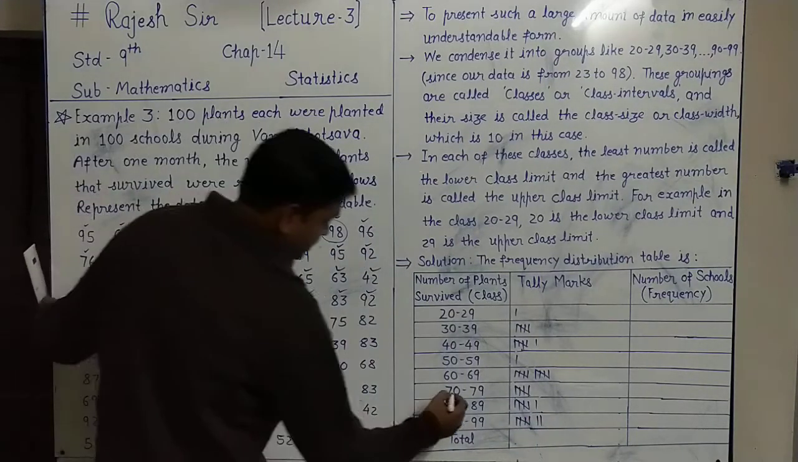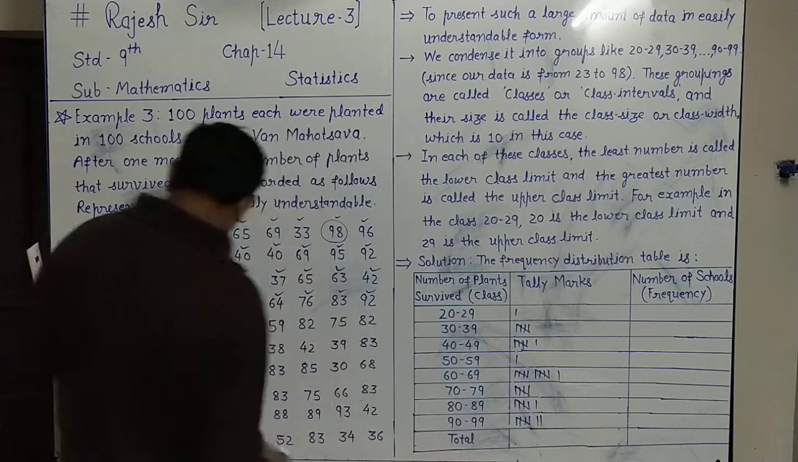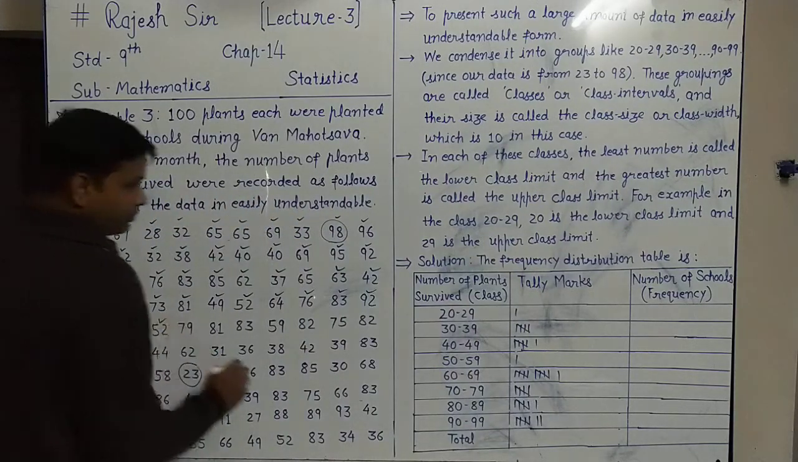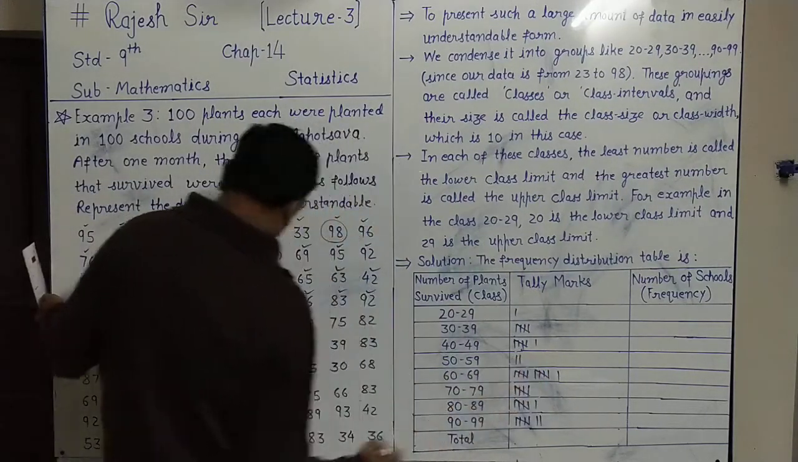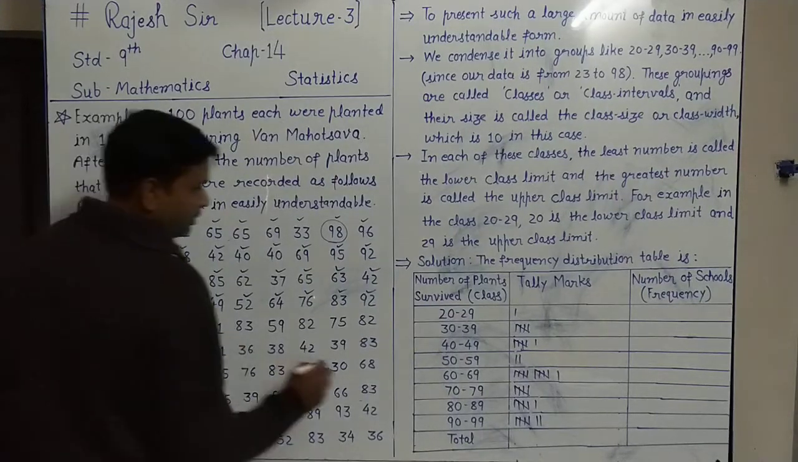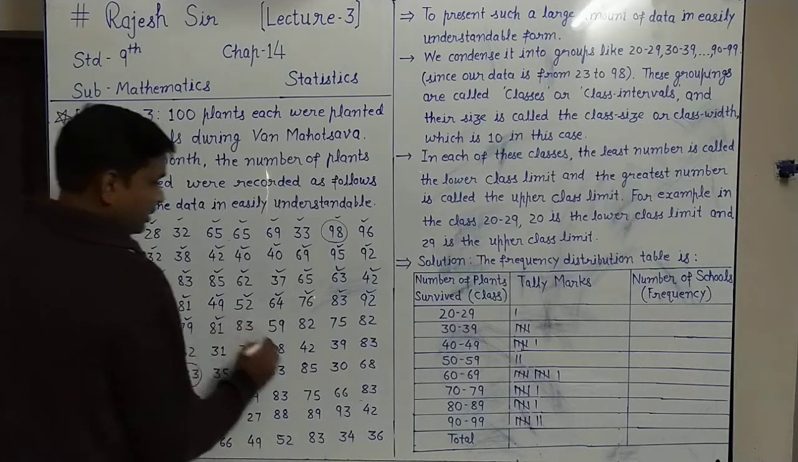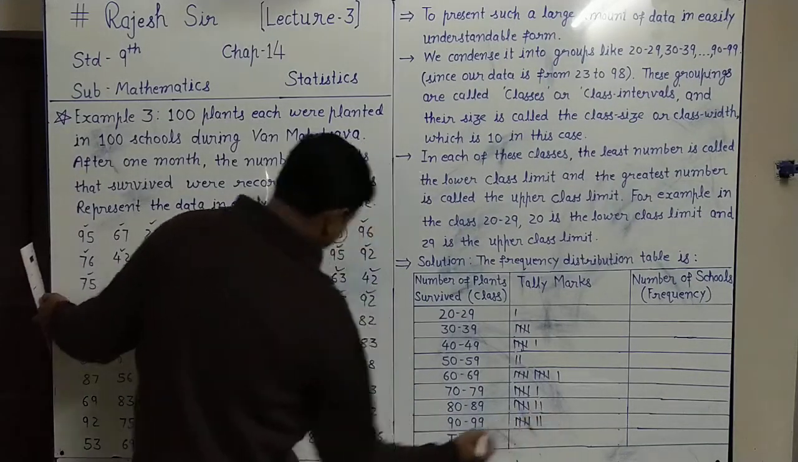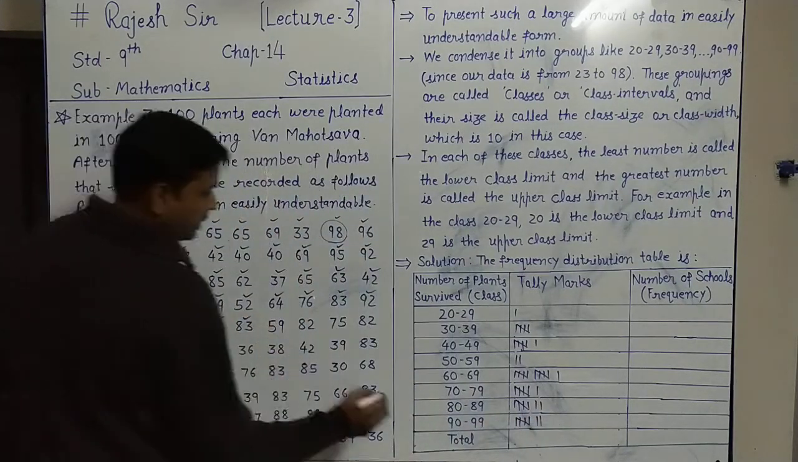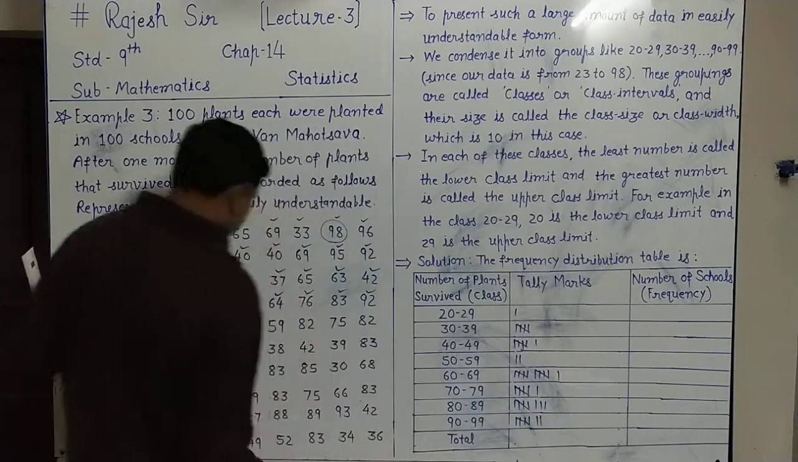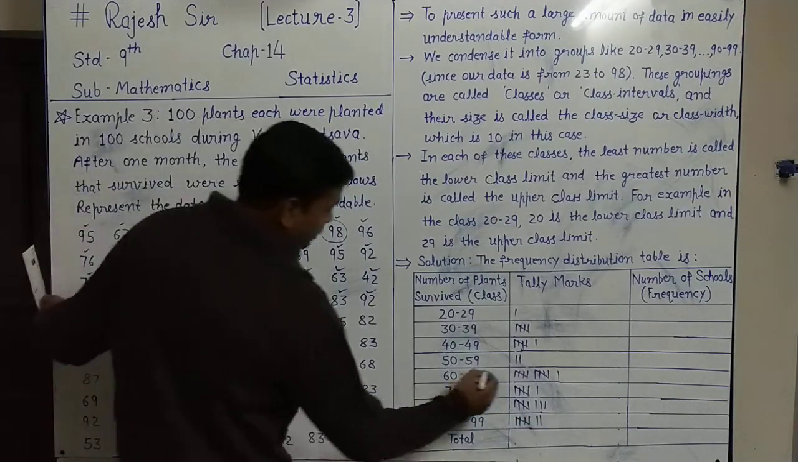68 is in 60 to 69. 52, 50 to 59. 79 is in 70 to 79. 81 is in 80 to 89. 83 is again 80 to 89. 59 is 50 to 59.